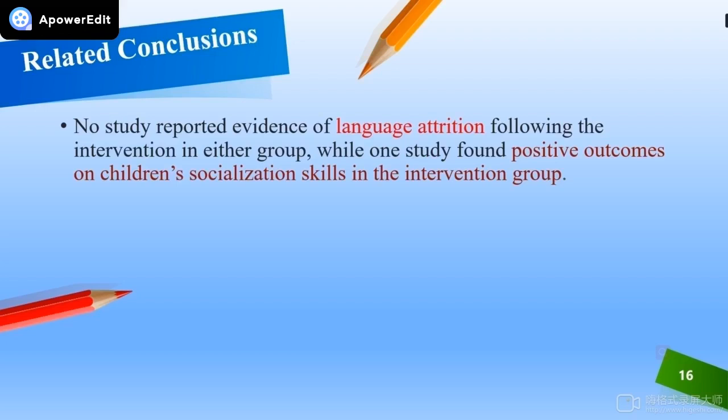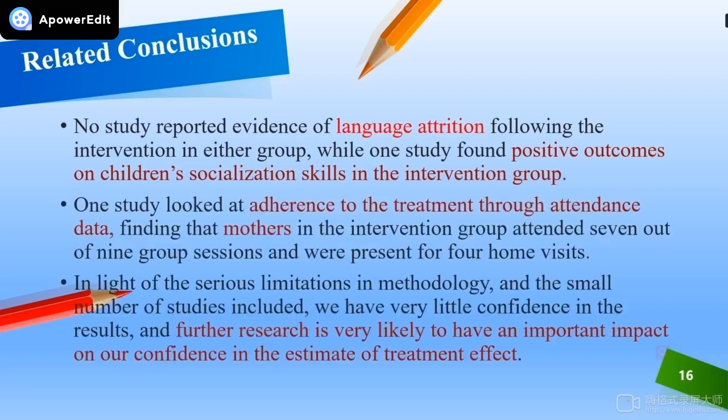And here's one study that looked at adherence to the treatment through attendance data, finding the mother is much more important in the group session. They play a more important role because they attended 7 out of 9. So even though the author has discussed several papers, she still lacks confidence in the result. So further research is very likely to have an important impact on our confidence in the estimate of treatment effect. And here's my part.